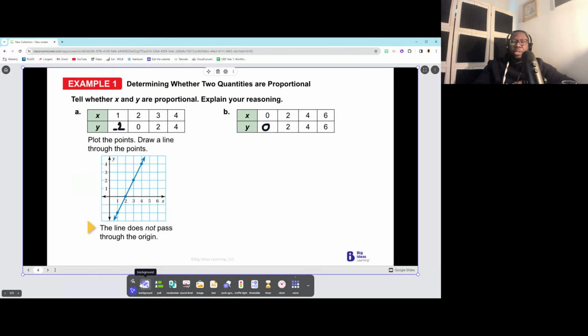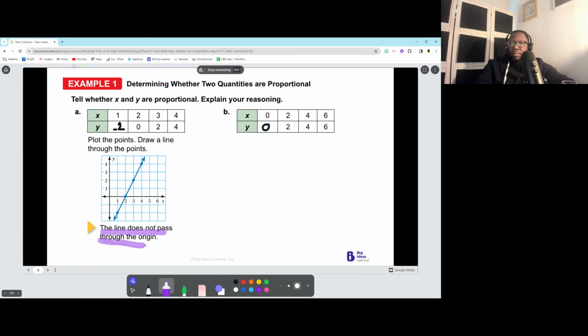So in the chat, go ahead and type the word origin, because here, this particular set of points does not go through the origin. And because it doesn't go through the origin, we can say that this line is not proportional. All right, let's take a look at our second point, letter B.